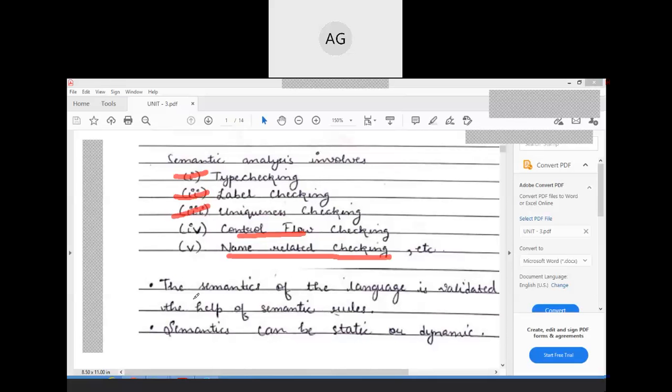Now the semantics of the language is validated with the help of semantic rules. So there are certain rules, which are called semantic rules, by which we can justify the language semantically. So semantics can be static or dynamic. Let us see what static and dynamic mean.